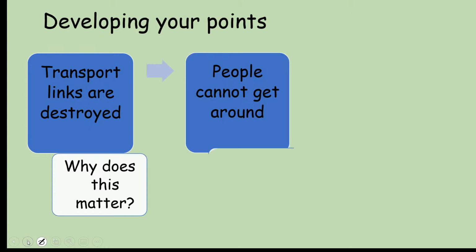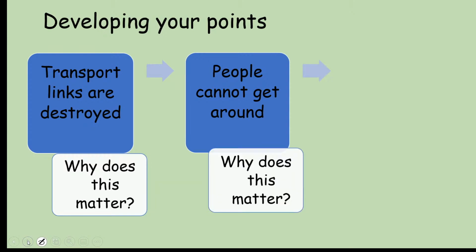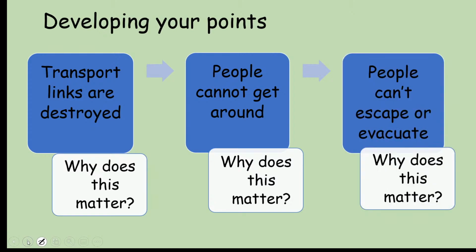Well, that means people can't get around. This is us starting to develop our points now. Why does that matter? Well, if people can't get around, then they can't escape or evacuate if there is actually a big flood or a real problem. And that means they might be more at risk and they're more likely to die or be injured.